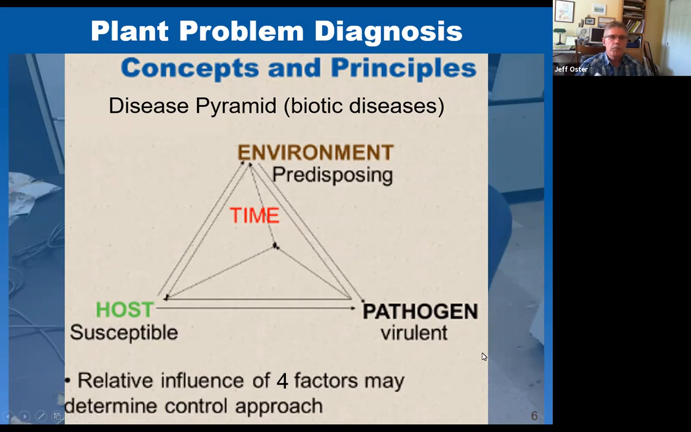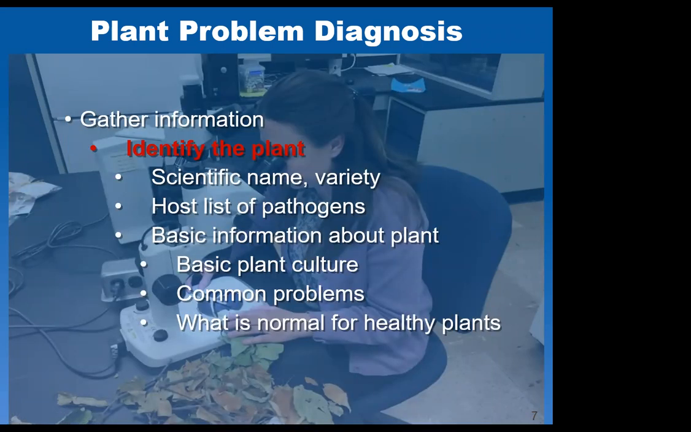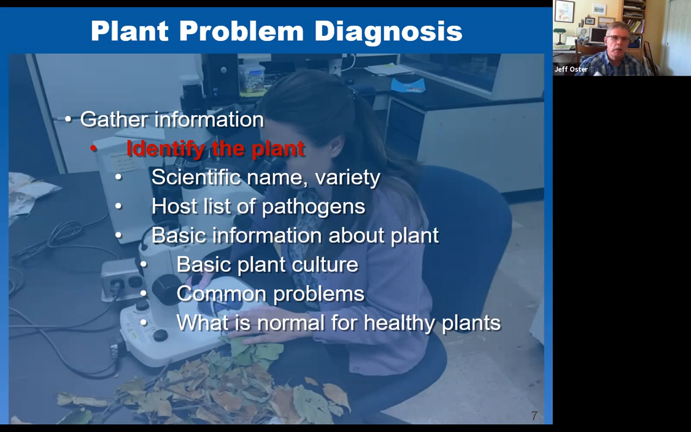So under gather information, identify the plant. This is number one, because plants have common names, and some people may use several different common names for a plant. But if you have the scientific name, that is the genus and species, you can get access to all kinds of information: a host list of pathogens, basic information about the plant, how it should be grown, common problems with that plant, and very importantly, what's normal for healthy plants. How do they look? Is this a disease or is it just the plant being the plant?